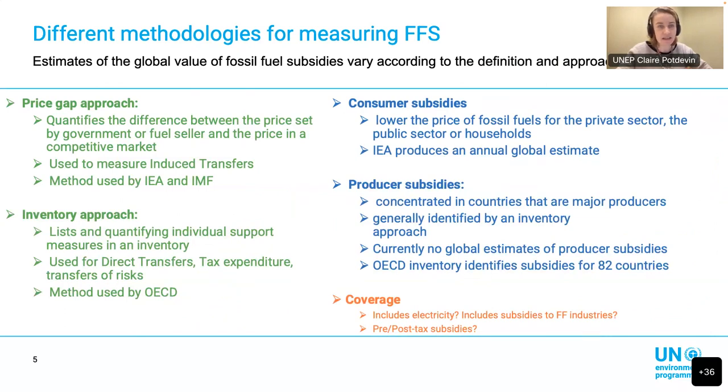Now, I mentioned that there were a few differences in methodologies for measuring fossil fuel subsidies between those different estimates. I gave a few examples here. So, of course, there's differences in the instruments used. The main two being, on the one hand, the price gap approach. That's the one used by the International Energy Agency and the IMF, which aims to quantify the difference between the price set by the government compared to what would be the price in the competitive market. And so that difference is considered to be the amount of subsidy provided as a price support measure.